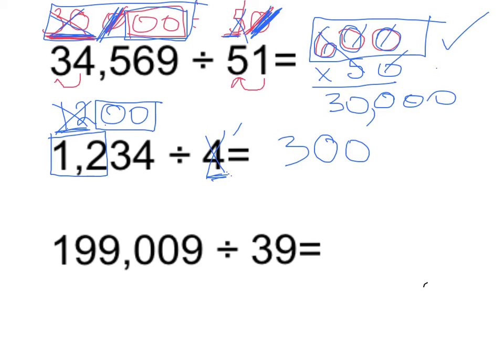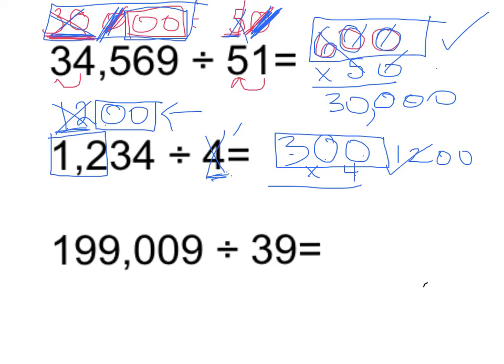Let me make sure. Is 300 times 4 going to get me my estimated dividend, which is 1,200? Well, 3 times 4 is 12. My 2 extra zeros? Yes, it does. So my quotient, or estimated quotient, is 300. Again, rounding at this problem did not help me. I had to find that compatible number. So I have to know a little bit about my facts.